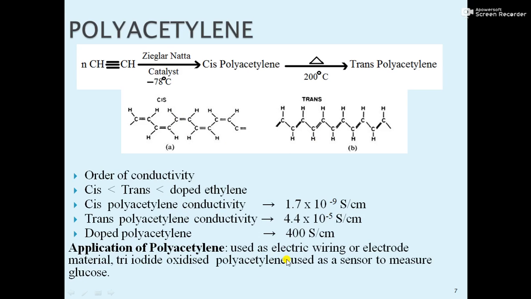Now what are the applications of polyacetylene? Polyacetylene is used as electric wiring or electrode material in lightweight rechargeable batteries, and triiodide oxidized polyacetylene can be used as a sensor to measure glucose concentration. These are the major uses of polyacetylene.